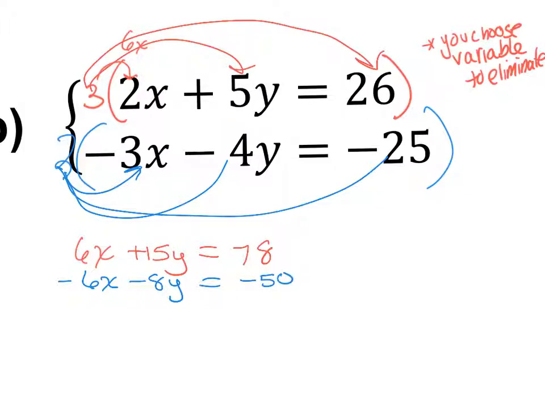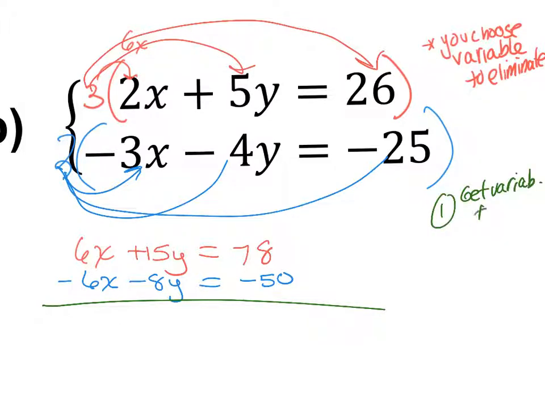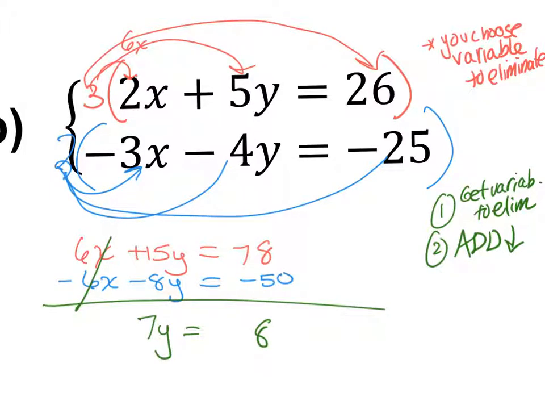Now I'm going to add down. So step 1, get a variable to eliminate. Step 2, add down. This cancels out. 15 minus 8, 15 plus negative 8 is 7y. And 78 minus 50 is 28. Now I divide by 7, and I get that y is equal to 4.